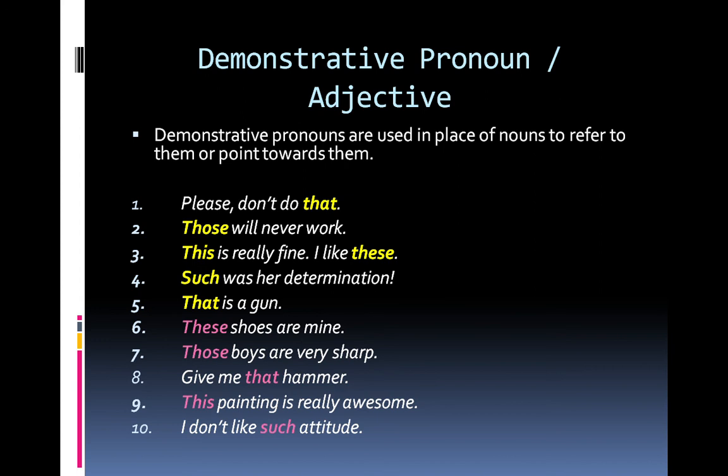These are the words which are used as demonstrative pronouns and demonstrative adjectives, and the condition is whether they have been used with or without a noun. That's what makes them pronoun or adjective.